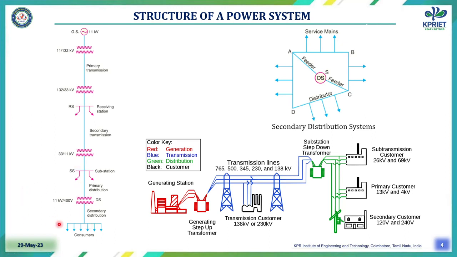Then for domestic purposes, in our houses we use only 440 volt if it is a 3-phase system, or otherwise we can use a single phase 230 volt system.